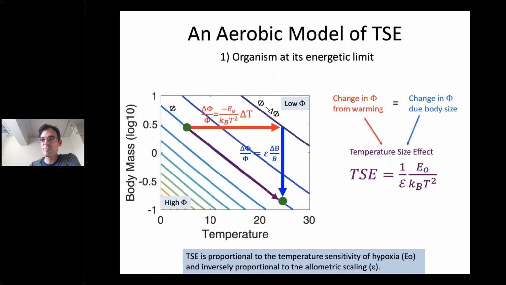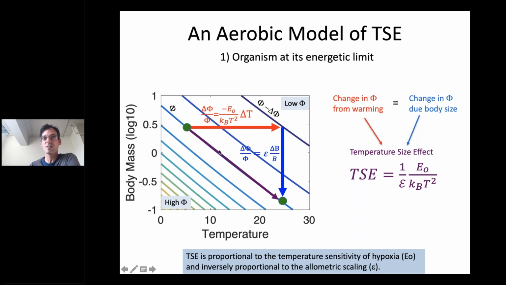Okay, so here's the model of the temperature size effect. Let's just put some contours of phi on a plane that has temperature on the x-axis and body size on the y-axis, log 10. Phi contours for most organisms, as we'll see in a moment, would slope down to the right, where low phi would occur at high temperature or large body size, and high phi would be down here. So this is sort of moving toward oxygen limitation up here and non-oxygen limitation down here.